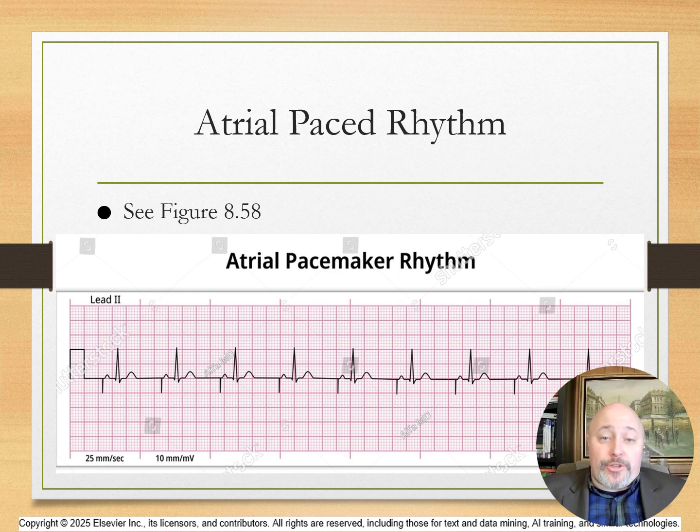Pacemaker rhythms are usually easy to identify on the cardiac monitor or rhythm strip. The electrical stimulation is noted by an electrical artifact called the pacemaker spike. If the atrium is paced, the spike appears before the P wave. If the ventricle is paced, the spike appears before the QRS complex. If both the atrium and ventricle are paced, the spikes are noted before both the P waves and the QRS complex.